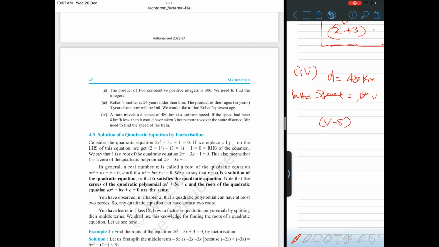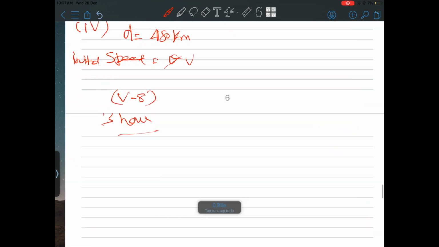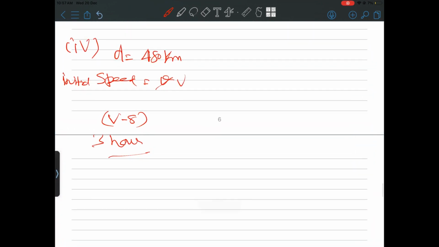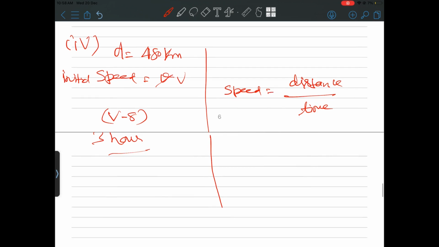So 3 hours more to cover the whole distance, right? So let's see how it goes. You know the formula to find speed, right? Just remember the formula. Speed is equal to distance upon time, right?